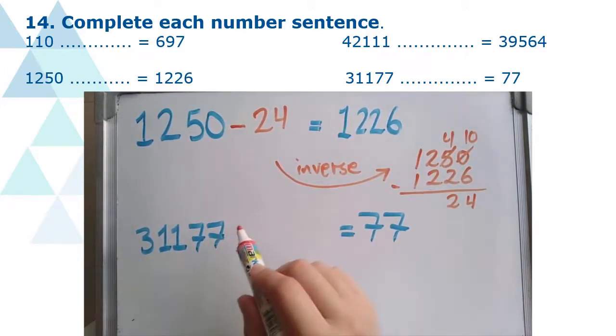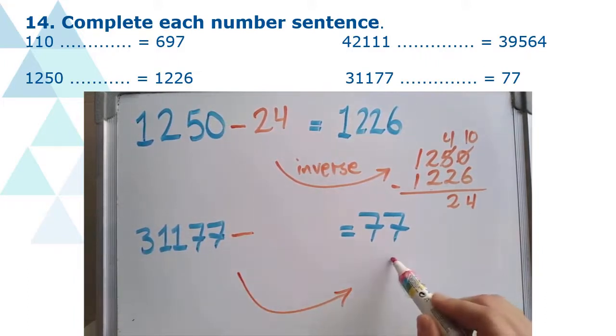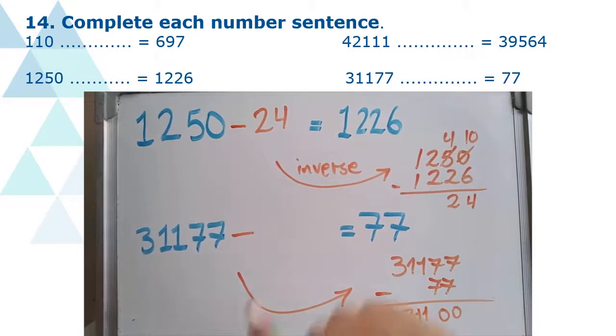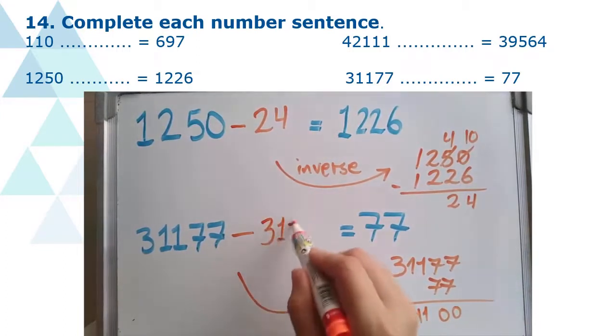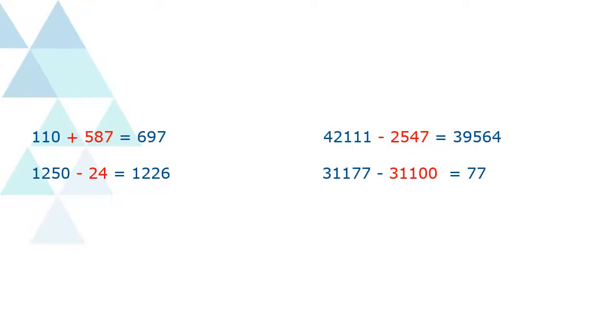As you can see, 31,000 is way bigger than 77. So I must have subtracted something. Okay, so let us apply 31,177 minus 77. Well, you can think of this mentally. The answer is 31,100. So subtracting 31,100 is the answer. So the answers are the numbers shown in the red color.